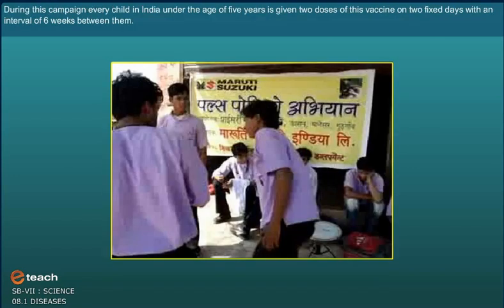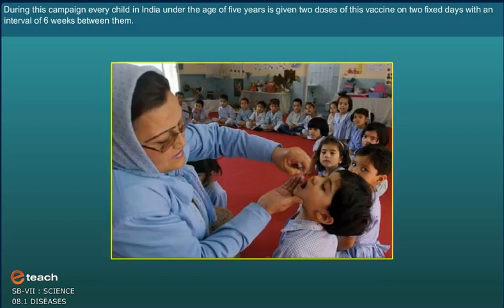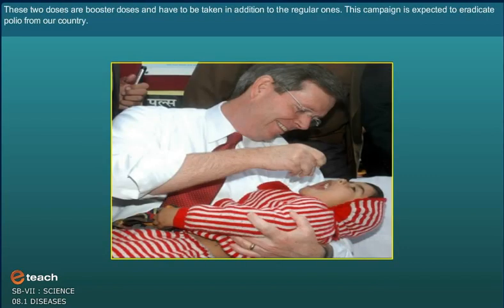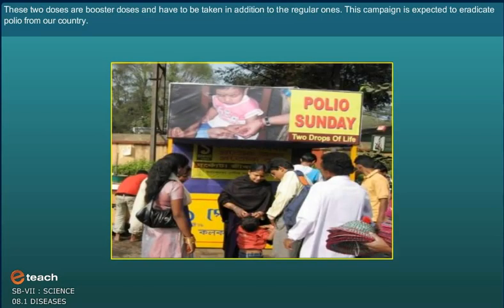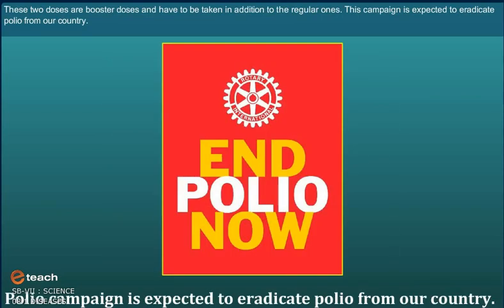During this campaign, every child in India under the age of 5 is given 2 doses of this vaccine on 2 fixed days within an interval of 6 weeks between them. These 2 doses are booster doses and have to be taken in addition to the regular ones. This campaign is expected to eradicate polio from our country.